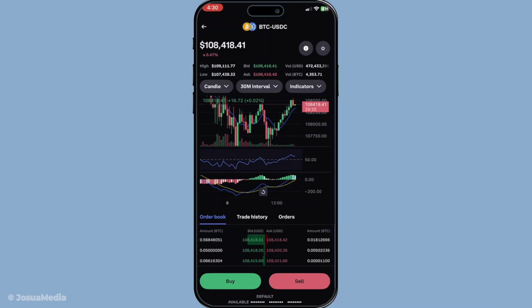Conversely, red or black candlesticks signal that prices have fallen. Here, the closing price is lower than the opening price, suggesting a bearish sentiment in the market during that time frame. This color coding makes it instantly recognizable whether buying or selling pressure dominated the market.